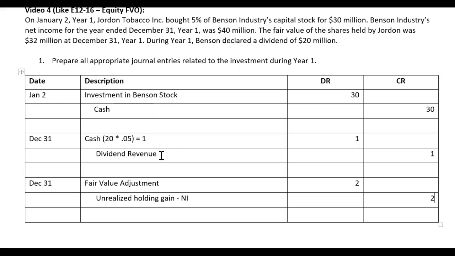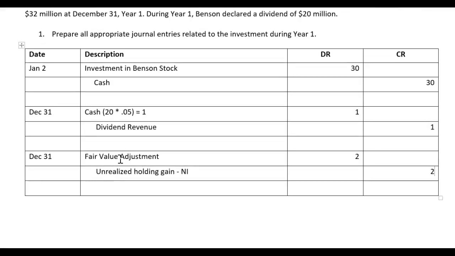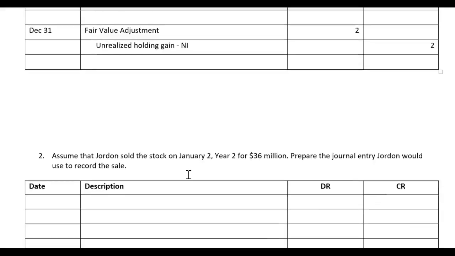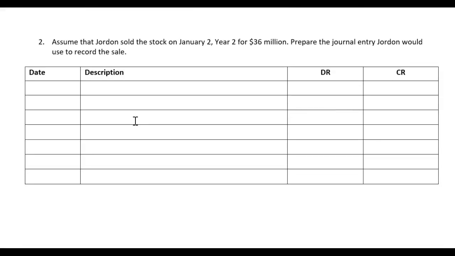We purchased it, we recorded any dividend. Notice stocks do not bear interest, so we would have no interest revenue on a stock position, just dividends if the company elected to pay them. And then we do have to mark that at some point to fair value before we can produce financials. All right, so let's go on and look at year 2 for this position.